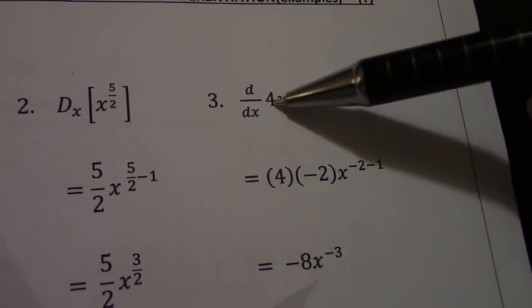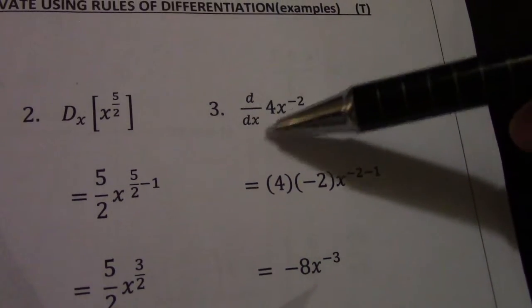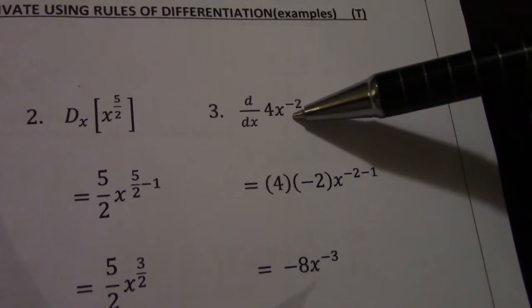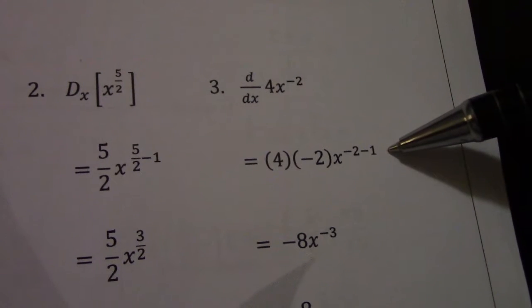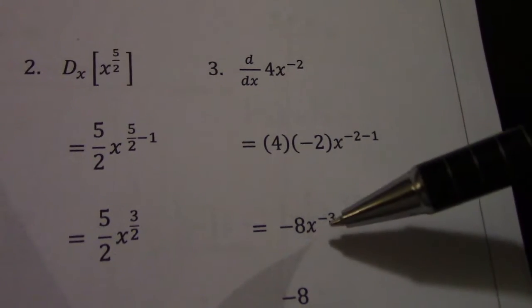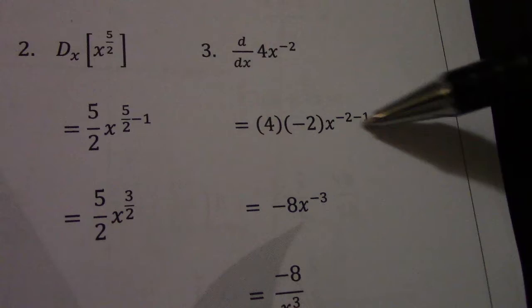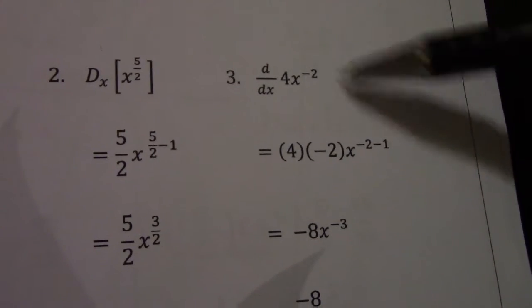d over dx of 4x to the power minus 2, so we're differentiating with respect to x. There, minus 2 times 4, minus 2 minus 1, which then becomes minus 8, x to the power negative 3. So negative 2 minus 1 would become minus 3. Go to problem number 4.